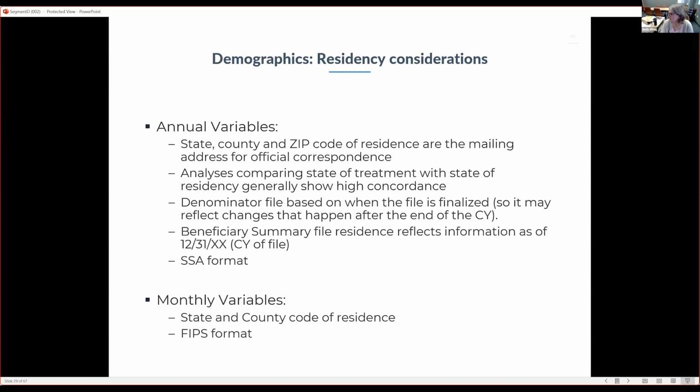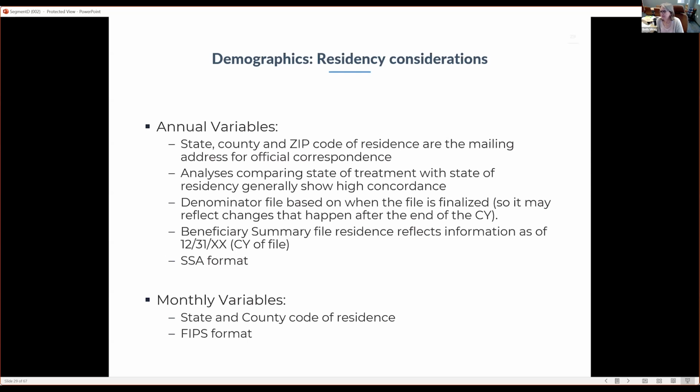Residency is an important thing. We want to classify people. We want to find out how close they are to healthcare systems and so on. There are annual variables: state, county, zip code of residence. These are the mailing residence for official correspondence. Analyses consistently over time, comparing state of treatment with state of residency, generally show high concordance. Not perfect, obviously, but high.